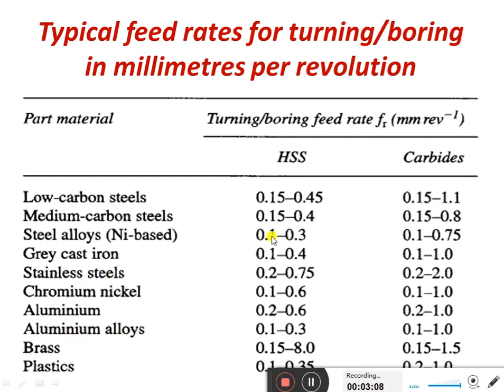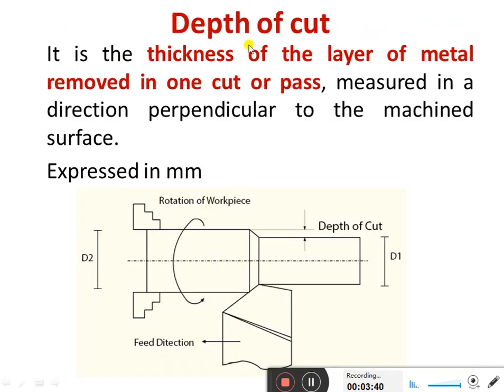So for these materials, what is the feed rate? The maximum and minimum feed rates are given. For an HSS tool, low carbon steel has 0.15 to 0.45 millimeters per revolution, and for a carbide tip, low carbon steel has 0.15 to 1.1 millimeters per revolution. So these are the feed rates mentioned for different materials.